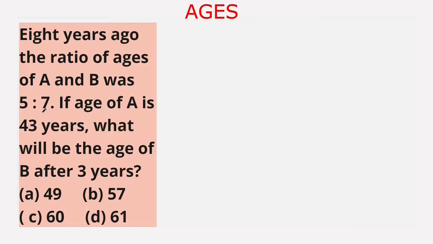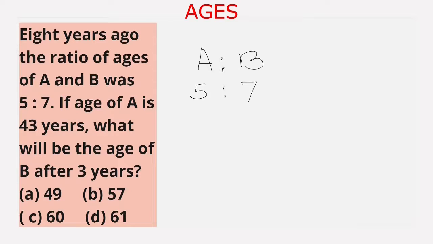Now we have been asked the age of B after 3 years. So 8 plus 3 is 11, we have to add 11 to 49, and we get 60. And from the given options, the answer is option C. Now I will write all the steps which I have explained while solving the question orally.